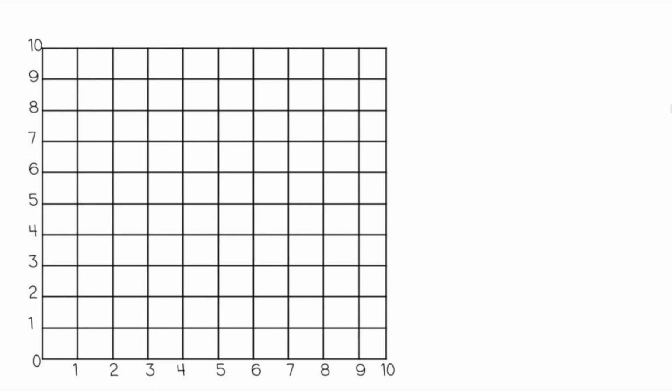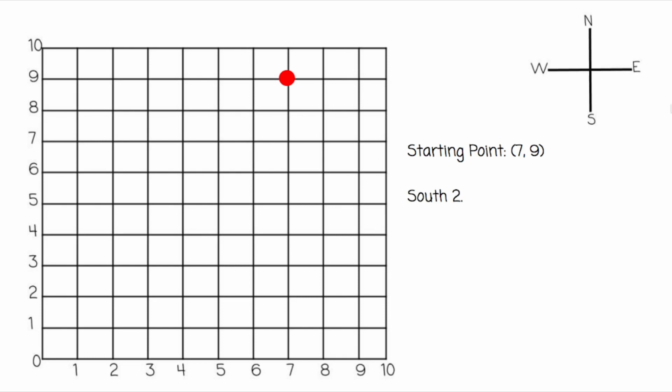Let's talk about grid movement. We'll place our cardinal directions in the corner to help us. We've got this point here. It sits at 7, 9. We're going to go south 2, 1, 2. There's our new point. Next, we'll go west 4, 1, 2, 3, 4, to find the new location of our point.